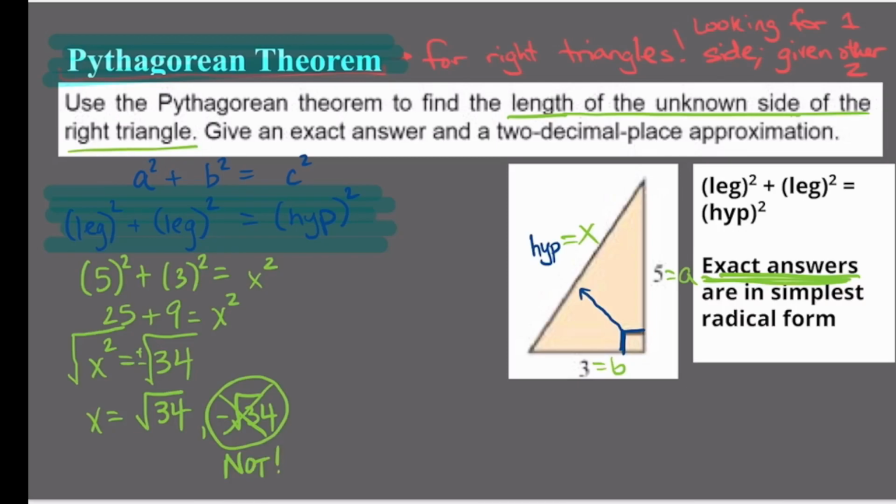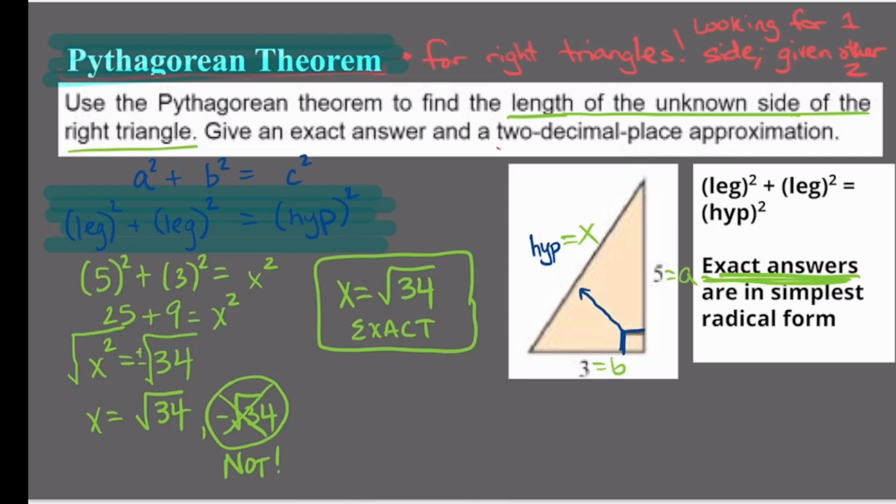So the exact answer is going to be x equals the square root of 34. The reason that's exact is because that is not a perfect square. If you type that into the calculator, it will give you a very long decimal. The decimal is never ending, so it's the only way we can write an exact value.